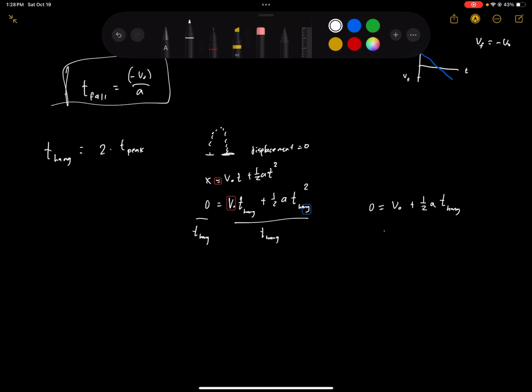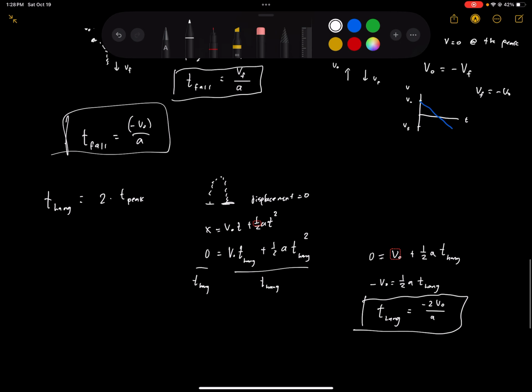Now let's solve for t hang. I'm going to subtract v naught from both sides. I get negative v naught is equal to 1/2 a t hang. Multiply both sides by 2, and then divide by a. I get t hang is equal to negative 2 times v naught over a.